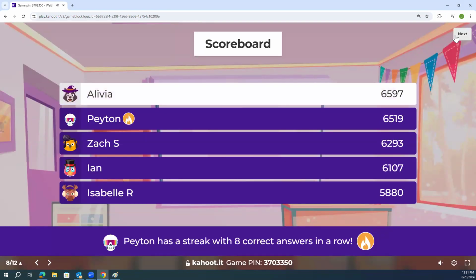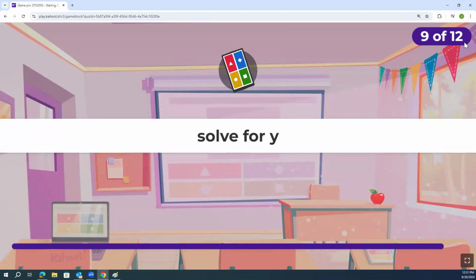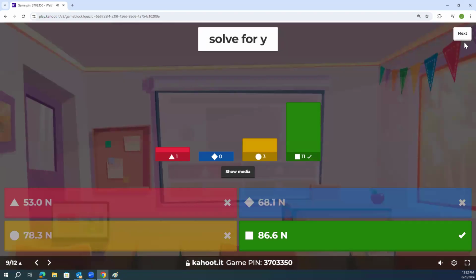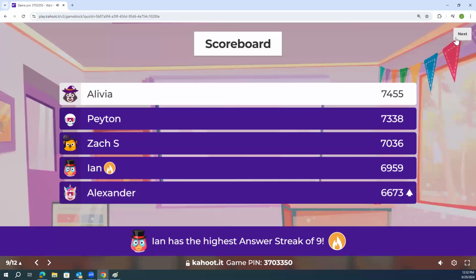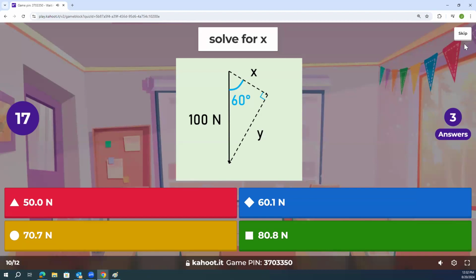All right. Got Isabel, Ian, Zach, Peyton, Olivia. Number 9. You guys do 100 newtons times sine of 60 degrees. All right. There you go. Alexander in the top 5. Olivia still in the lead. Did you do 100 newtons times cosine of 60 degrees?